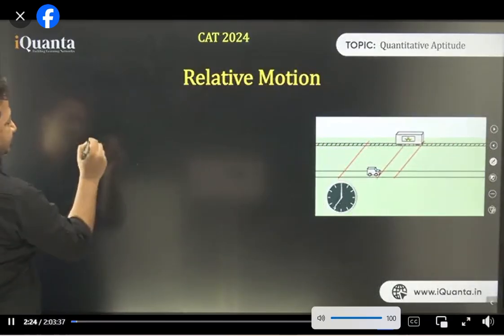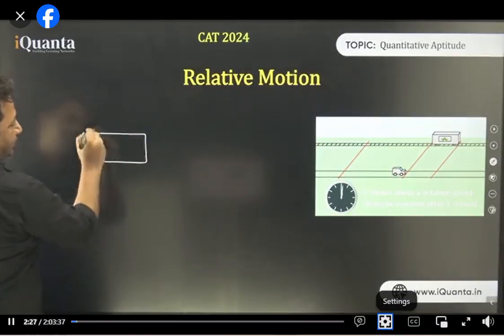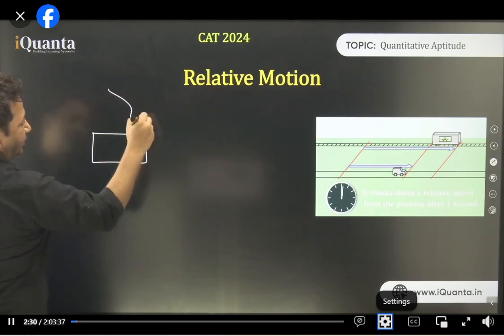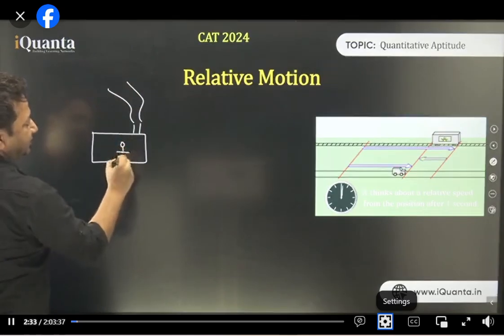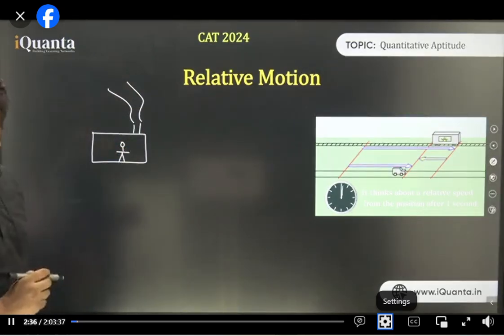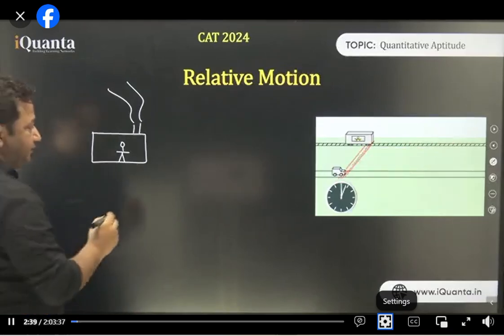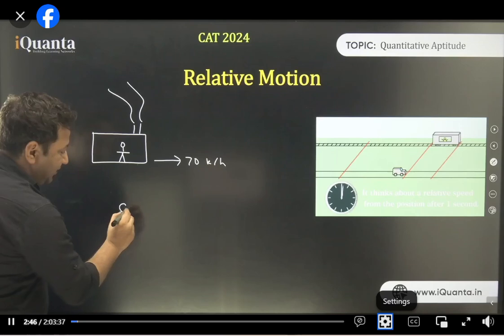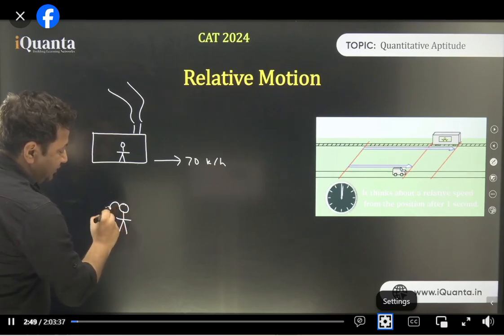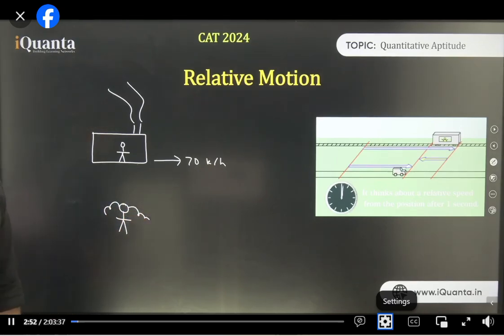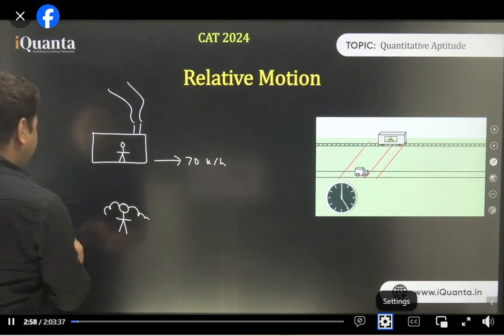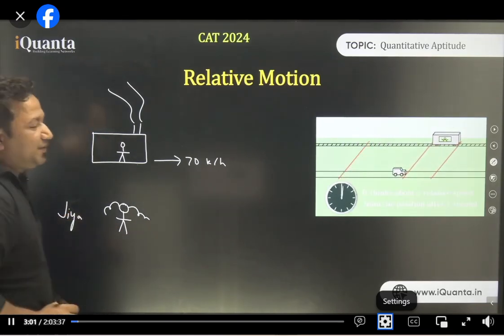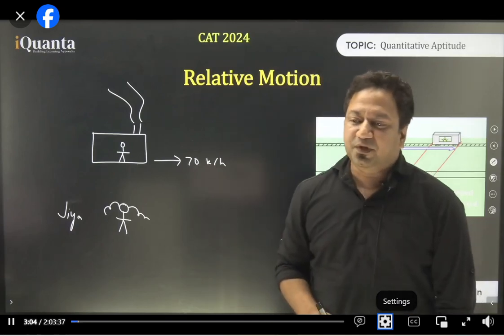For example, I am sitting inside a train, which is moving at a speed of 70 kilometer per hour. Then what will be my speed for, let's assume, Gia? Let's assume Gia is standing over here, looking at the train, and for Gia, what will be my speed?